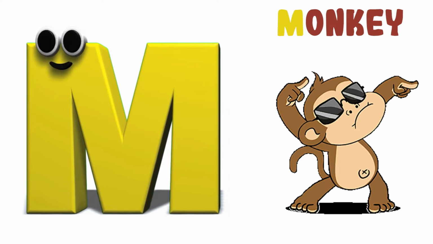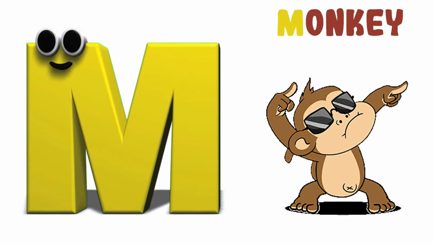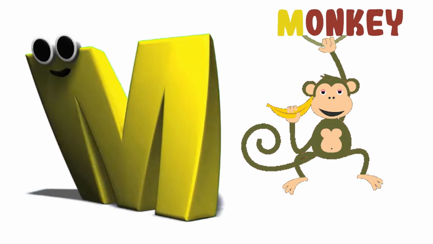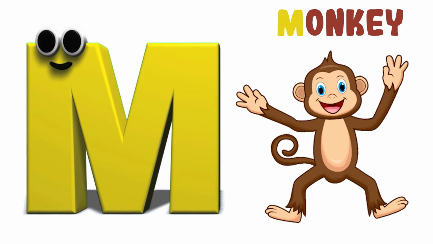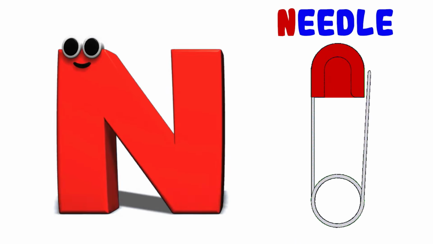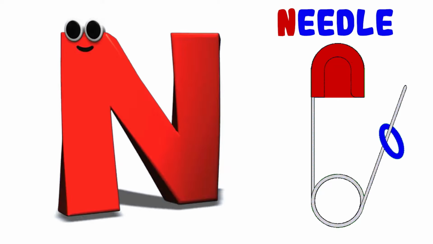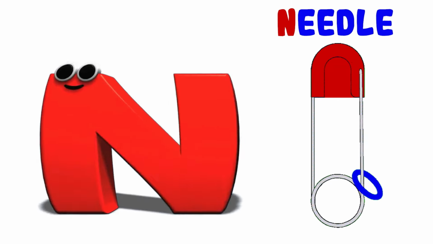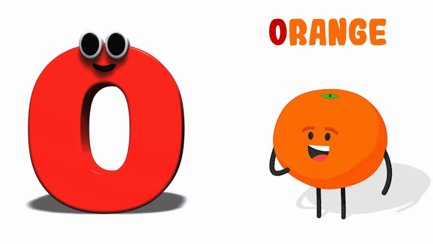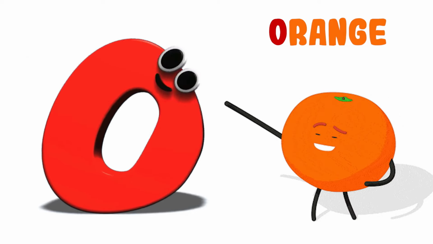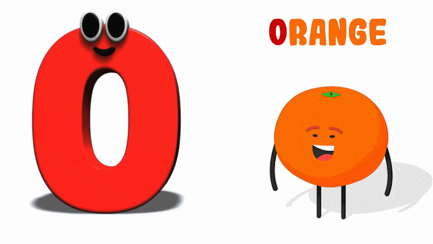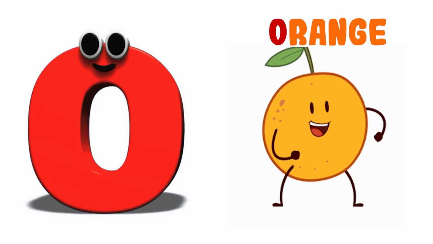M is for monkey, monkey, M, monkey. N is for needle, N, needle. O is for orange, orange, O, orange.